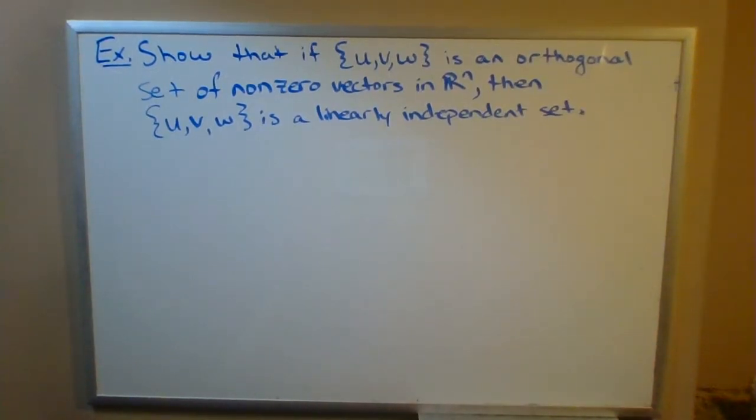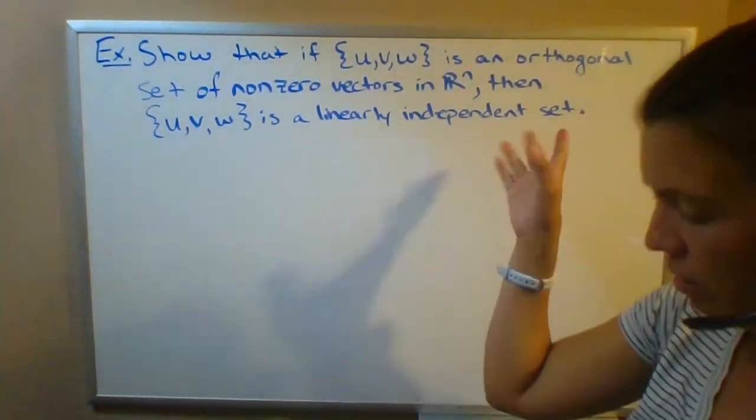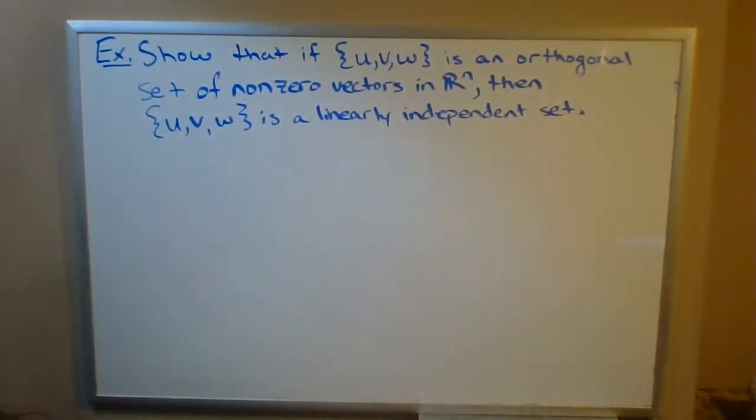So in this example, we're asked to show that if the collection of vectors u, v, and w is an orthogonal set of non-zero vectors in Rn, then this set must be a linearly independent set.